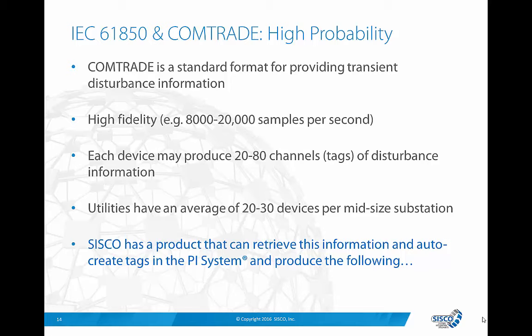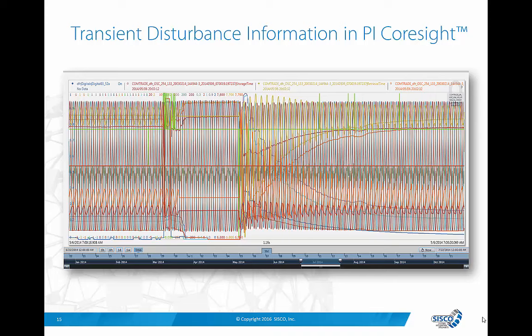SISCO has a product that can retrieve this information, auto-create PI tags in the PI system, and produce the following in PI Coresight. This is an event frame that was generated by a customer by importing a transient disturbance file, and you can see the high fidelity information. Please note that the total time span of this event frame is less than 1.2 seconds.